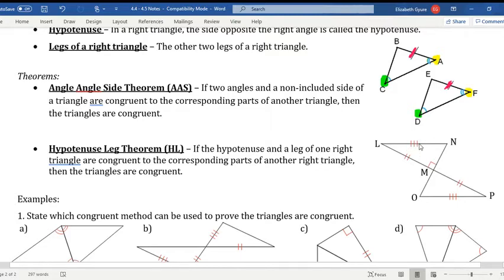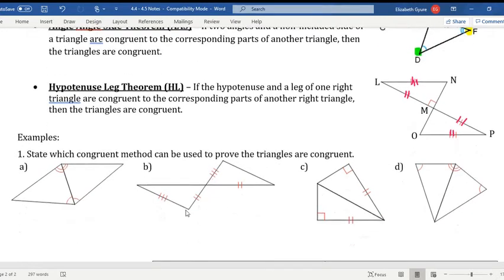So there's going to be a few different things that you have to look at for this. You have to have a congruent hypotenuse. That has to happen. That's where the H comes from in hypotenuse leg. So you have to have a congruent hypotenuse. In this case, that would be LN and PO. And you have to have a congruent leg. That is LM and MP. And you have to know it's a right triangle. So you have to know that you have right angles, okay? It won't work if it's not a right triangle.